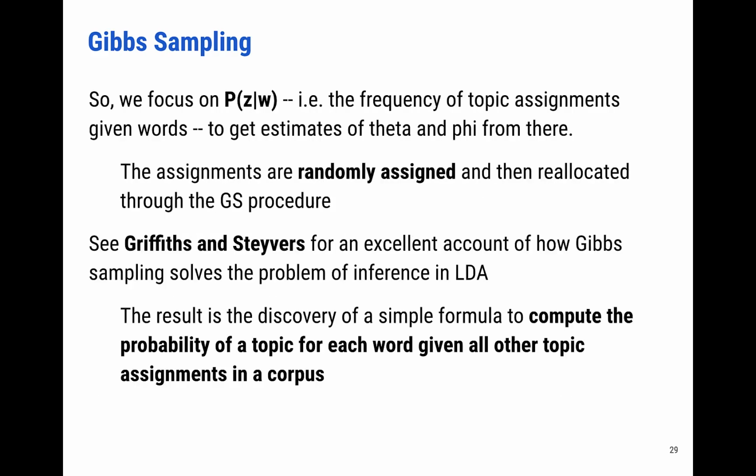So what we're going to do is focus on the probability of a topic given a word. That's actually what Griffiths and Steyvers point out as a really clever way to approach this problem: you look at the frequency of topic assignments given the words that you have, and then you estimate your theta and phi from there. We're going to randomly assign the topic labels to each word, and then apply this interesting method, collapsed Gibbs sampling, to estimate and guess what the proper assignment should be, and we keep iterating over this to get to some convergence.